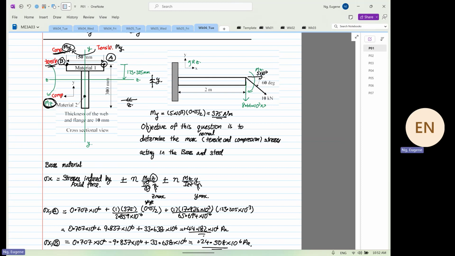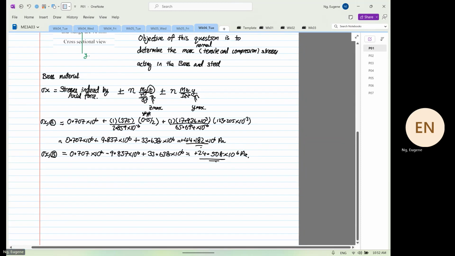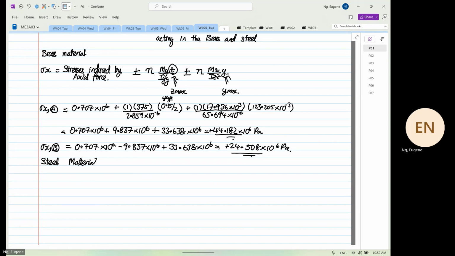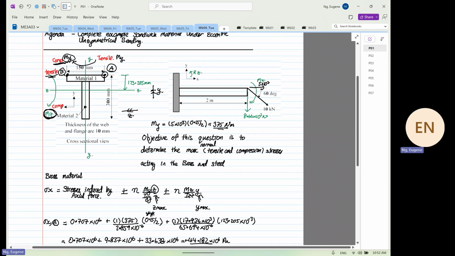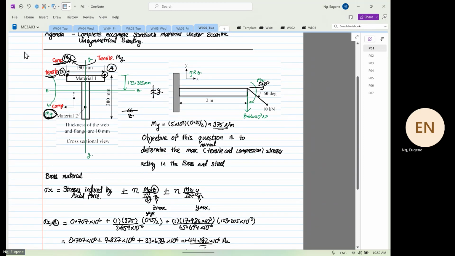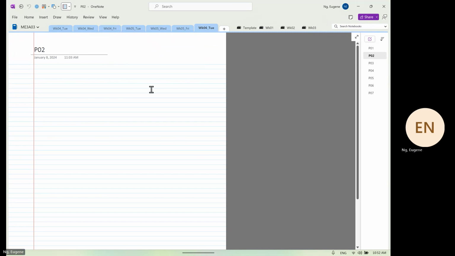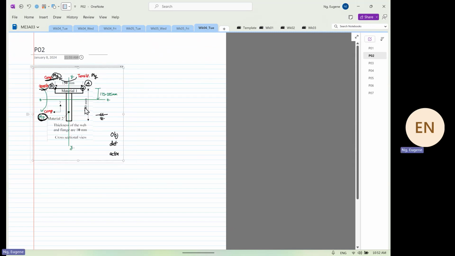The next thing that we're going to do is we are now going to look at the steel material. Okay, so I'm going to take this point. Now this figure is really important. This is your analysis figure. Once you have this analysis figure, you're good to go. Okay, let's look at this analysis figure now.